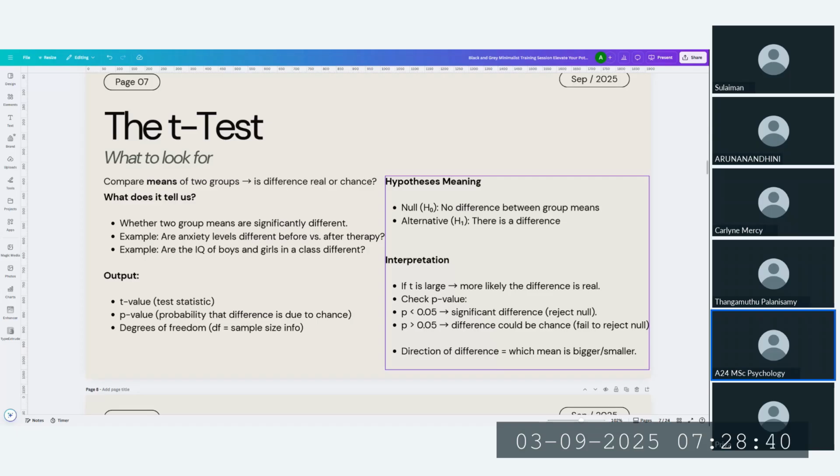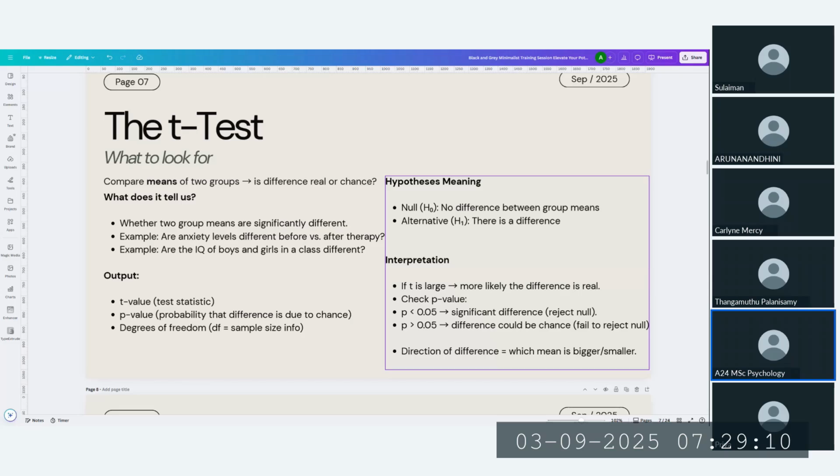So the t-test, what you must look for. First, you will measure the means and you will check, is the IQ of the boys and girls different? Are the anxiety levels different before and after the therapy? And you will apply a formula. That formula will yield a p-value and degrees of freedom. So how do you interpret that?